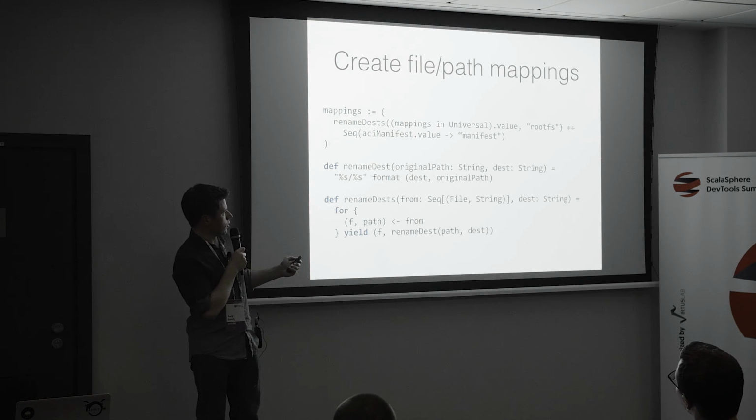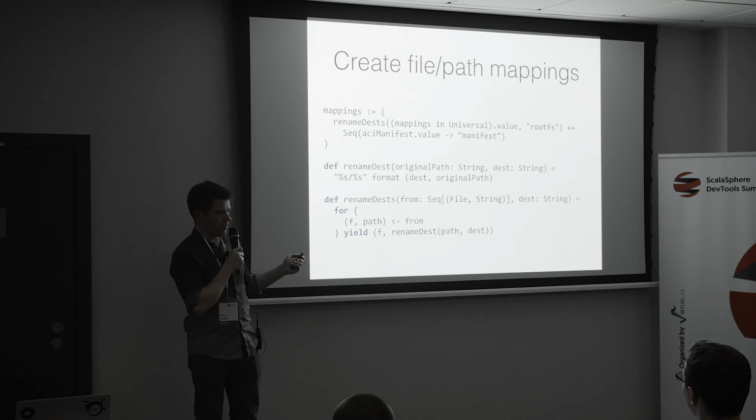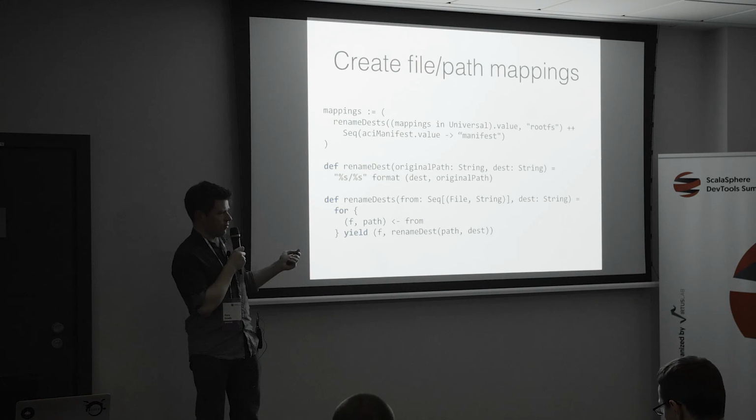Besides renaming all the files in universal under rootfs, we also then have to add in our manifest file. So this ACI manifest is our task that generates the manifest file. And a good pattern here is a task that returns a file: it will generate that file and then return the file that represents what was just written.